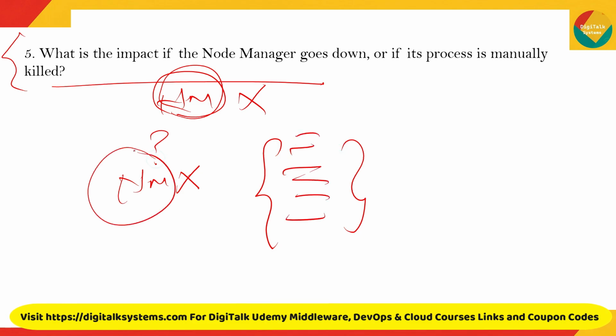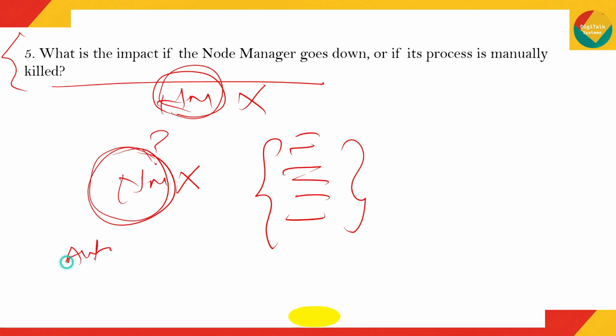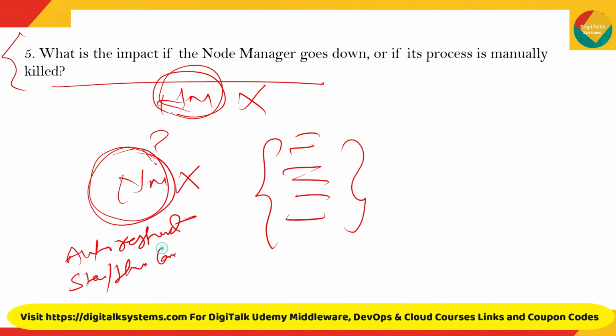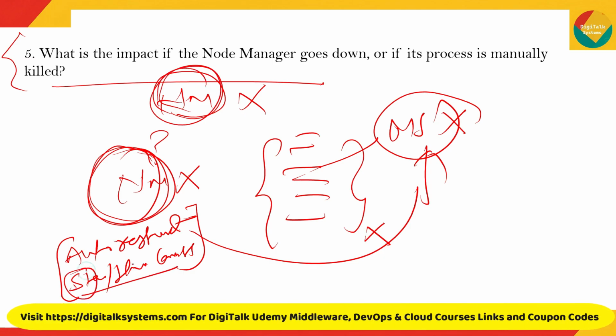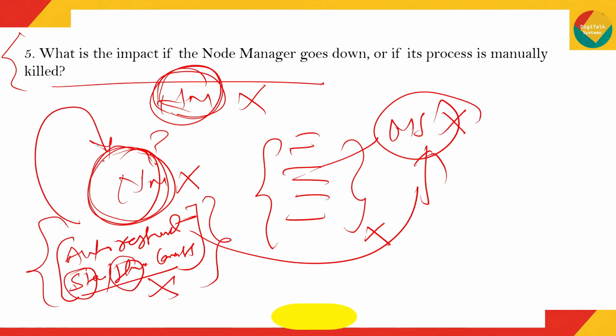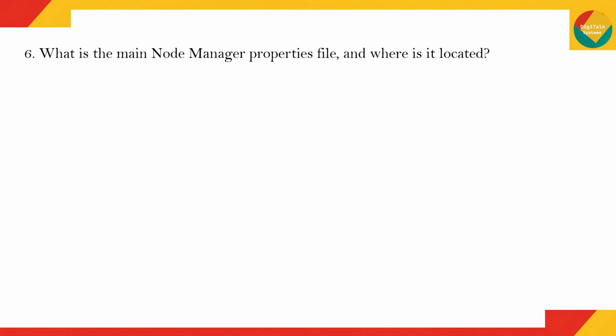Then what is the impact if the node manager goes down? Whatever benefits we have discussed, like the auto restart feature and starting and stopping the servers from the console, these features will not be available. If your node manager is down and any of the managed servers crashes, it will not automatically restart because your node manager is down. If you log into the admin console and try to start or stop any server, you will get the error that the corresponding node manager is not reachable. So these are the benefits that we will not be able to get if your node manager is down, but there is no impact on your applications.